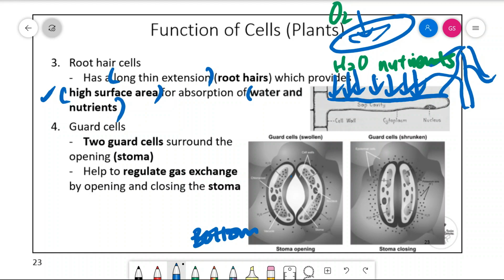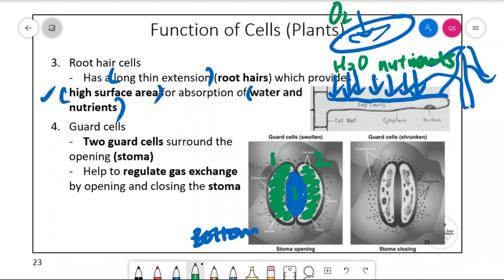We want to control the stoma. This is the guard cell, the one in the green color. This is the guard cell to control the one in the blue color, which is the stoma. The green controls the blue. So you are going to have two guard cells, number one guard cell, number two guard cell, in order to control one stoma, to control the opening. And what does this opening do? This opening underneath the leaf is for what?